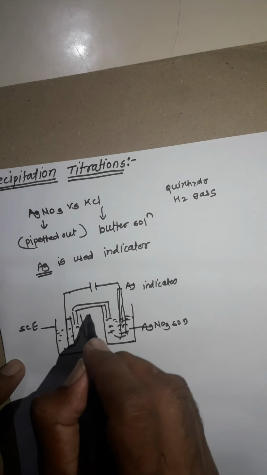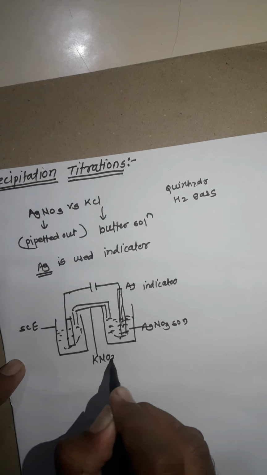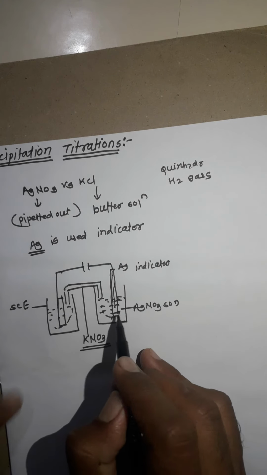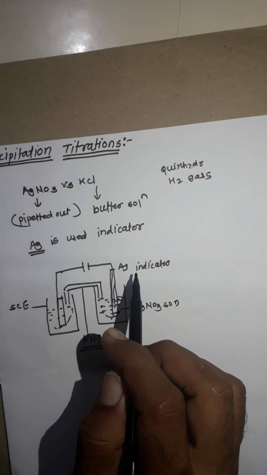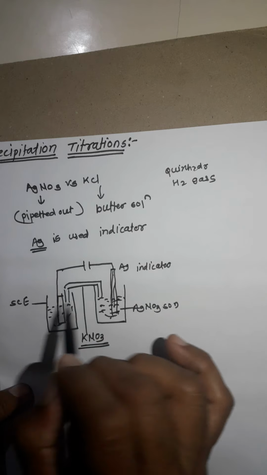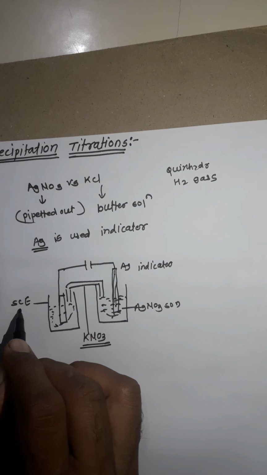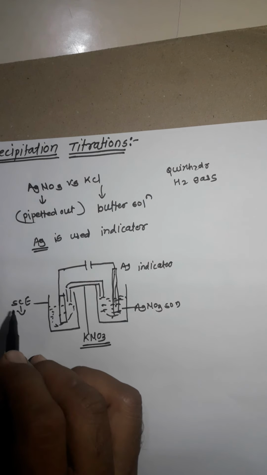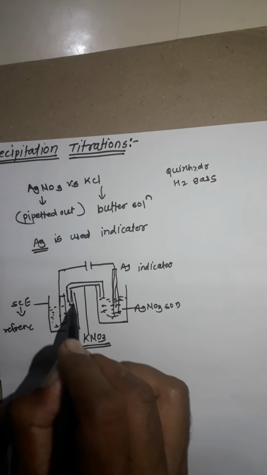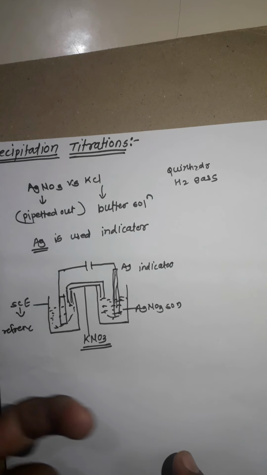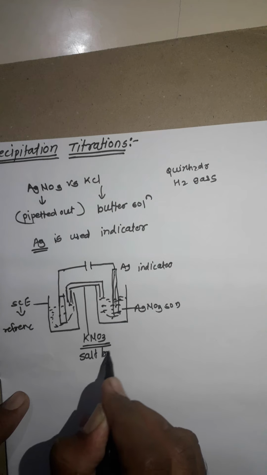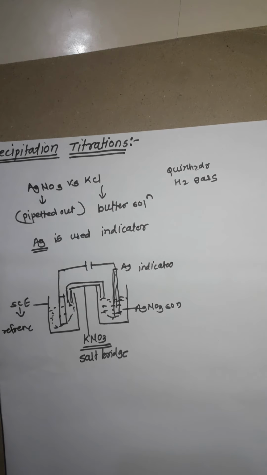In this AgNO3 solution, the dipped silver electrode is used as the indicator electrode, and this electrode is coupled with another electrode, the saturated calomel electrode. The saturated calomel electrode is the reference electrode, and both electrodes are coupled with each other by using a KNO3 salt bridge.